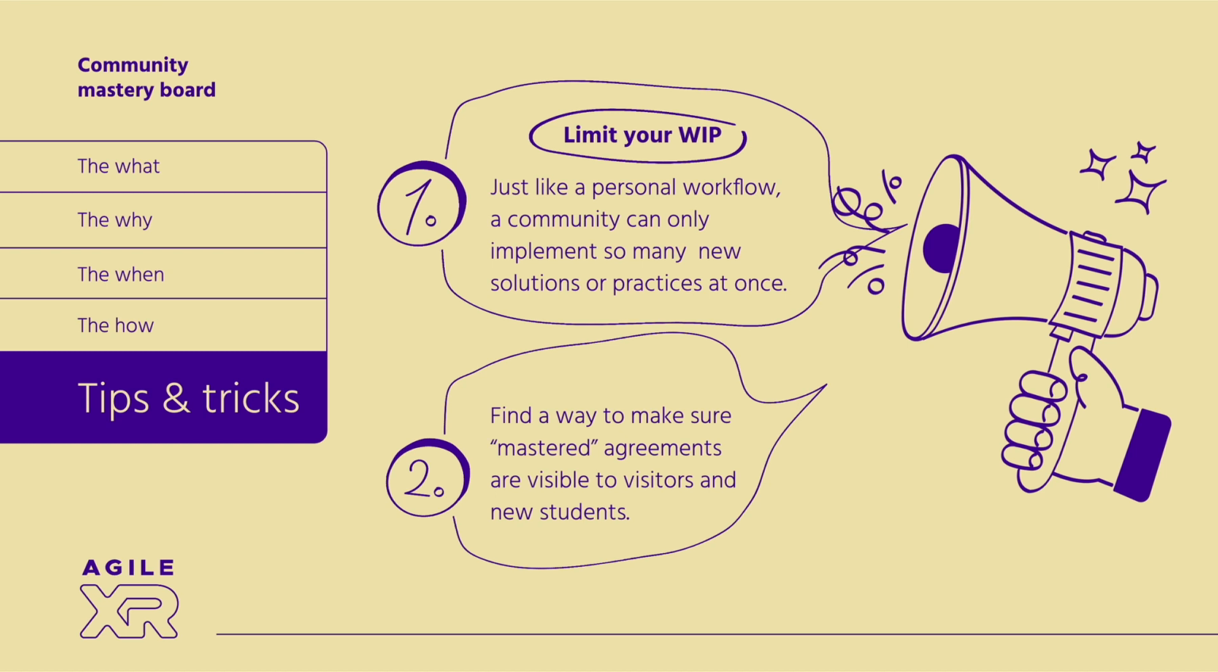Find a way to make sure mastered agreements are visible to visitors and new students. Everyone in your school may know that you only eat in the food room because that practice made its way through the Community Mastery Board months ago and has not come up since. But people entering your space for the first time won't have a clue. Make sure you give newbies the information they need to operate effectively in your community.